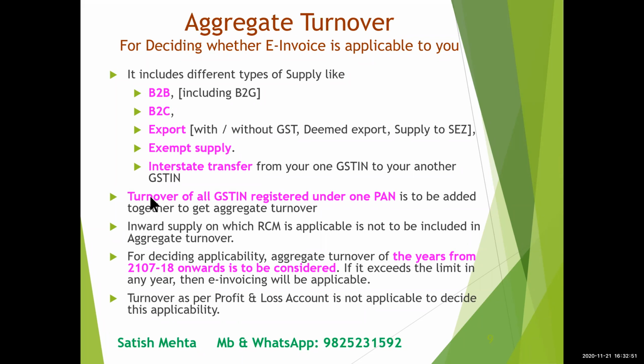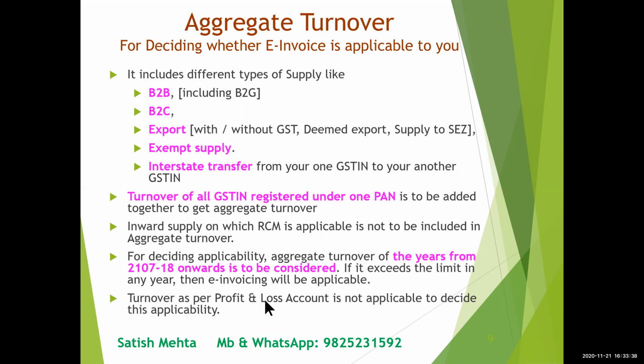And you have to add the turnover of all the GSTINs associated with your PAN together to get aggregate turnover. The only thing which is not to be included is the inward supply on which RCM is applicable. Normally on that you have to pay GST, but this is not your sales, so this is not to be included. And this type of aggregate turnover is to be calculated for 2017-18, 18-19 and 19-20. And in any of the years, if it exceeds the limit, then e-invoice is applicable to you.